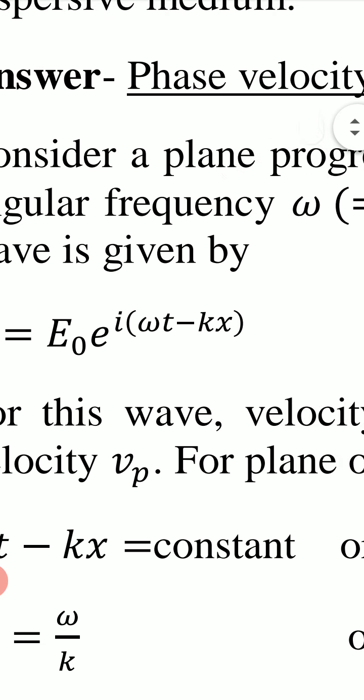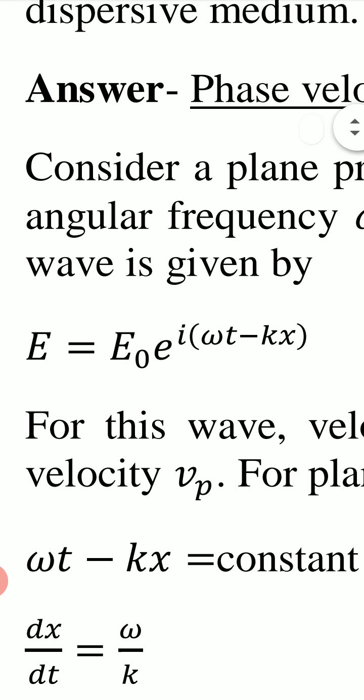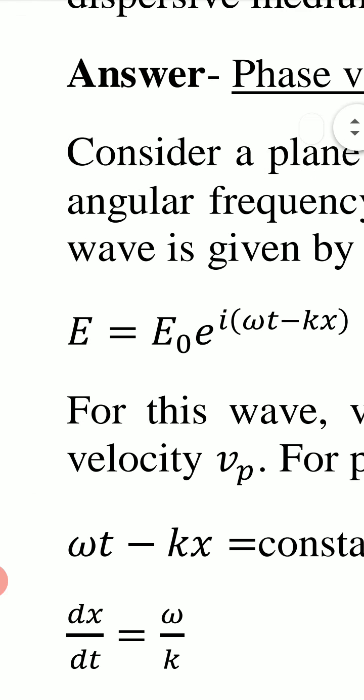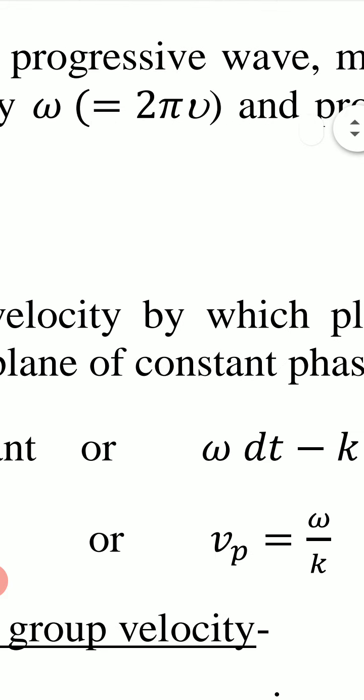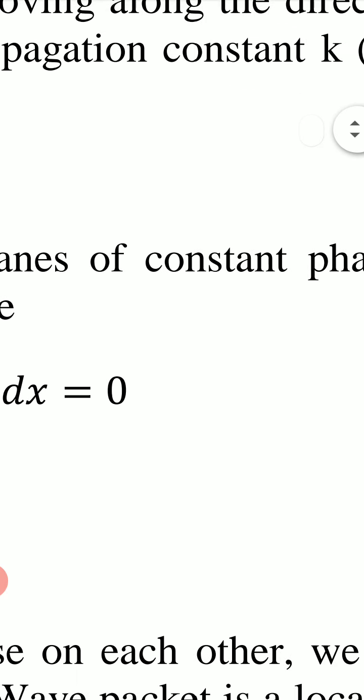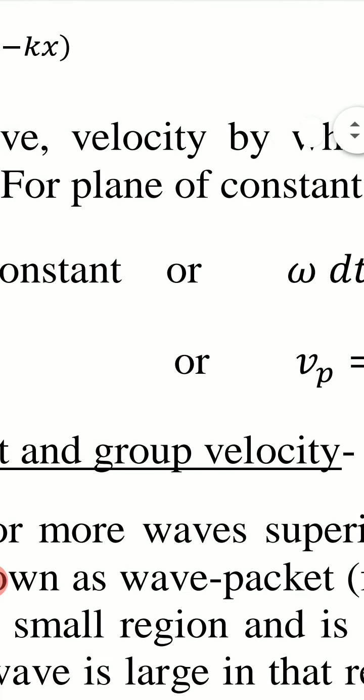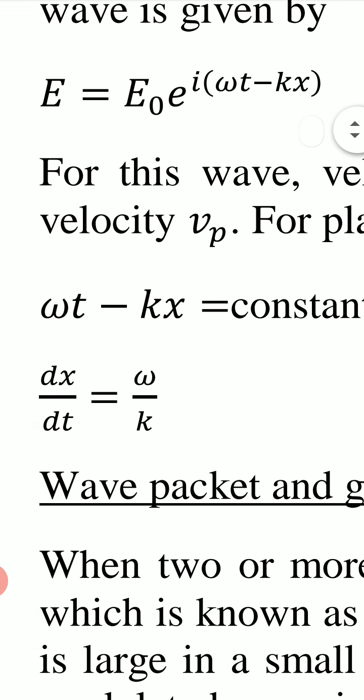Then we can write for this plane progressive wave as E equal to E0 e to the power i (omega t minus kx). For this wave, the velocity by which planes of constant phase move is known as phase velocity. We write it by Vp, phase velocity.